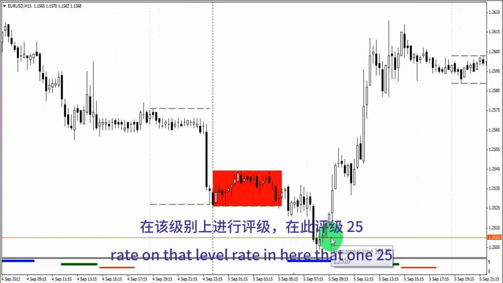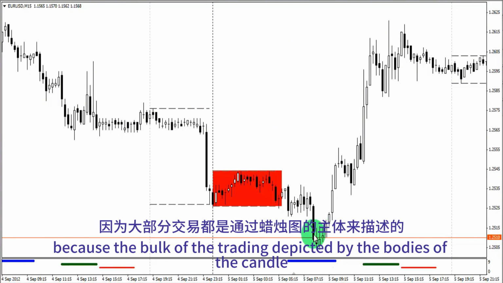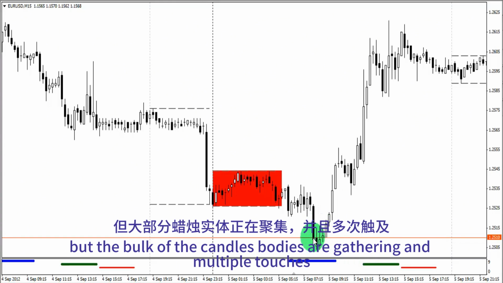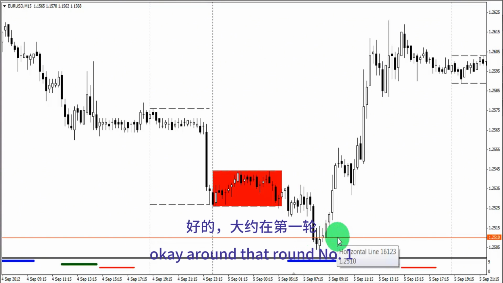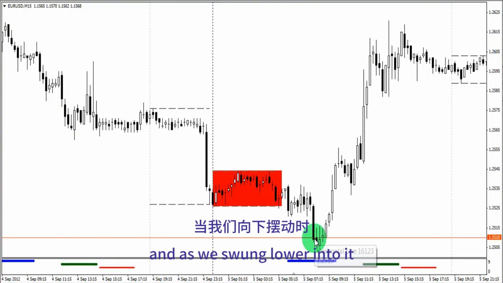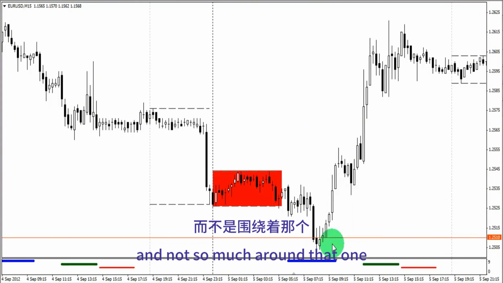Right in here, that 125.10 level very clearly indicates that there was trading by the institutions, because the bulk of the trading, depicted by the bodies of the candles, and we don't spend so much time with the wicks, is gathering in multiple touches around that round number 125.10. So that would be a good indication to be a buyer right down there, and as we swung lower into it, our buy order would be around that level and not so much around that 125.04.